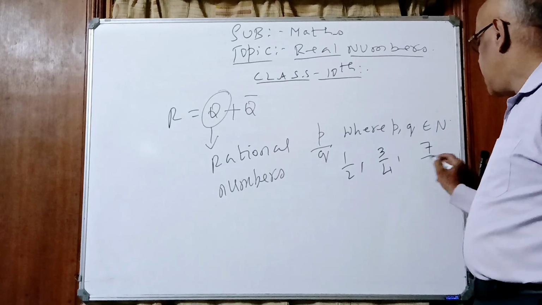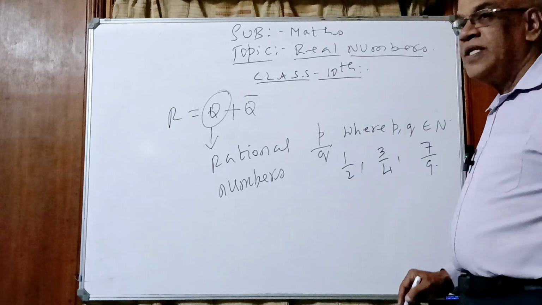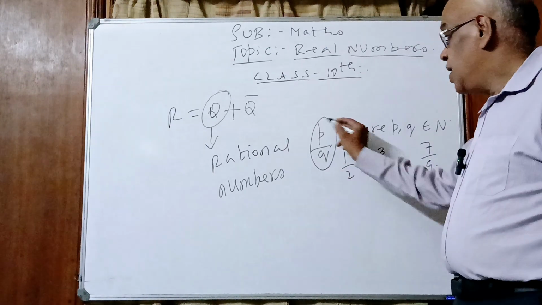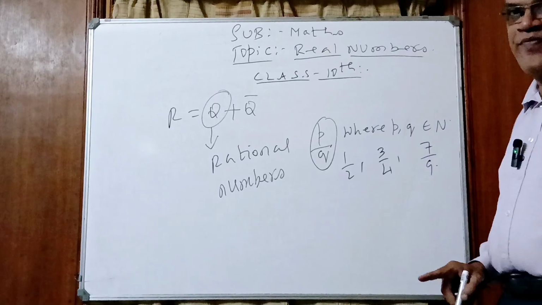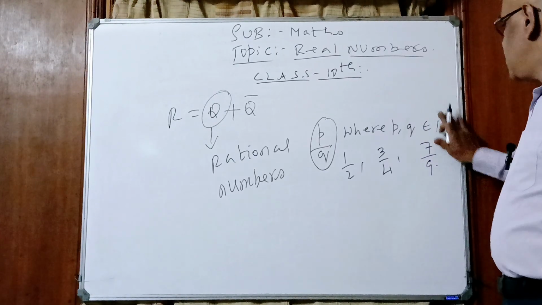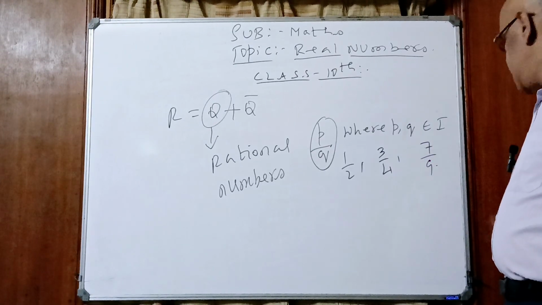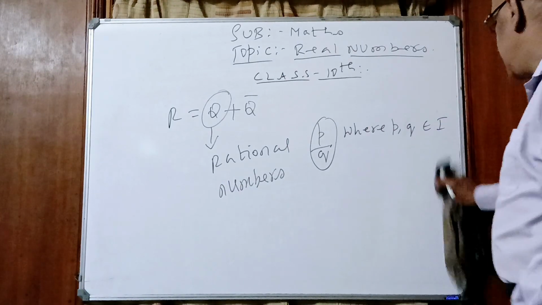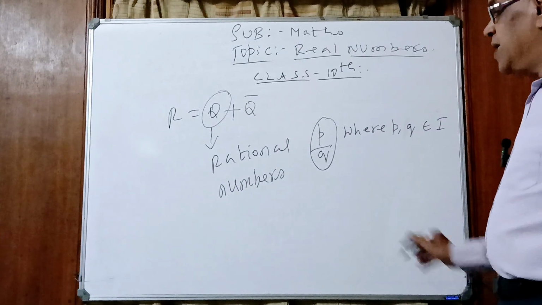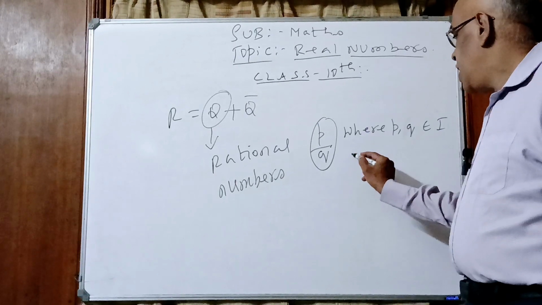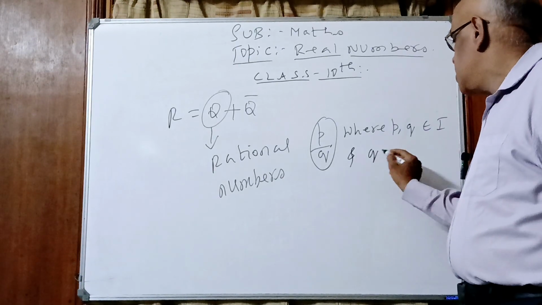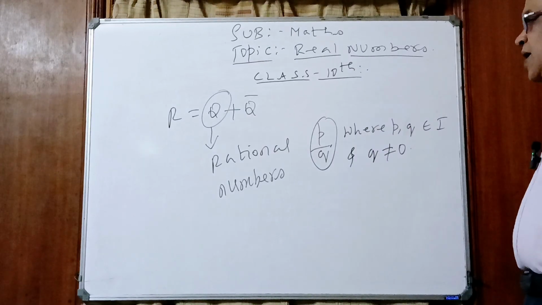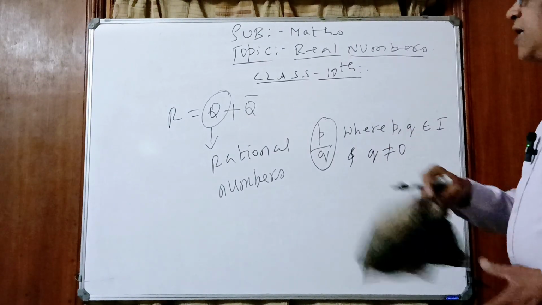Examples of natural numbers: 1 by 2, 3 by 4. Negative numbers or 0 will not come here. See, 7 by 9. What are they? They are all fractions. Now P by Q is a fraction. Yes or no? Suppose I say P by Q belongs to integers, suddenly the condition arises. I deviated the topic from rational numbers to fractions. And Q is not equal to 0, children. Yes or no? Yes.